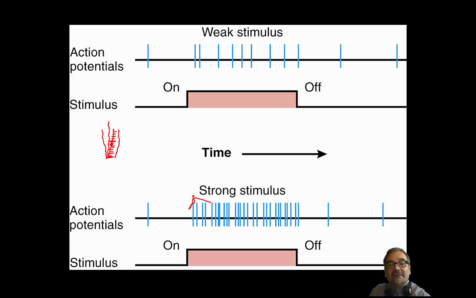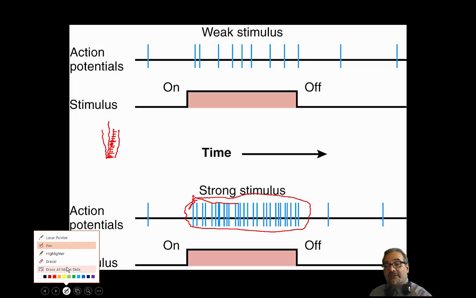Bottom line, the representation of intensity is the result of the actual rate of the action potentials. How many do you get per second? And that represents intensity.